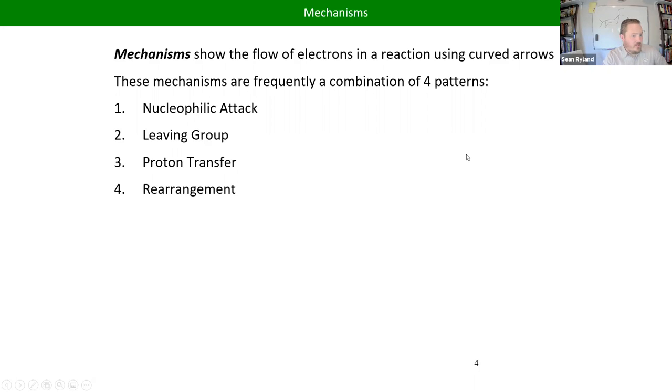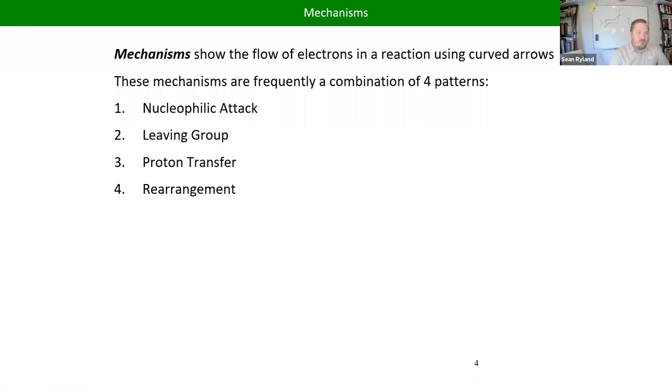All right, let's go ahead and review our four most significant mechanism patterns at this point. Just a reminder that the most important, especially for the reactions we're going to be going over here, are going to be 1 and 2, nucleophilic attack and leaving group leaves. Rearrangements and proton transfers. Proton transfers are really important as far as actually getting the product that we want to get at any given point. And they're important as far as supporting the overall reaction.